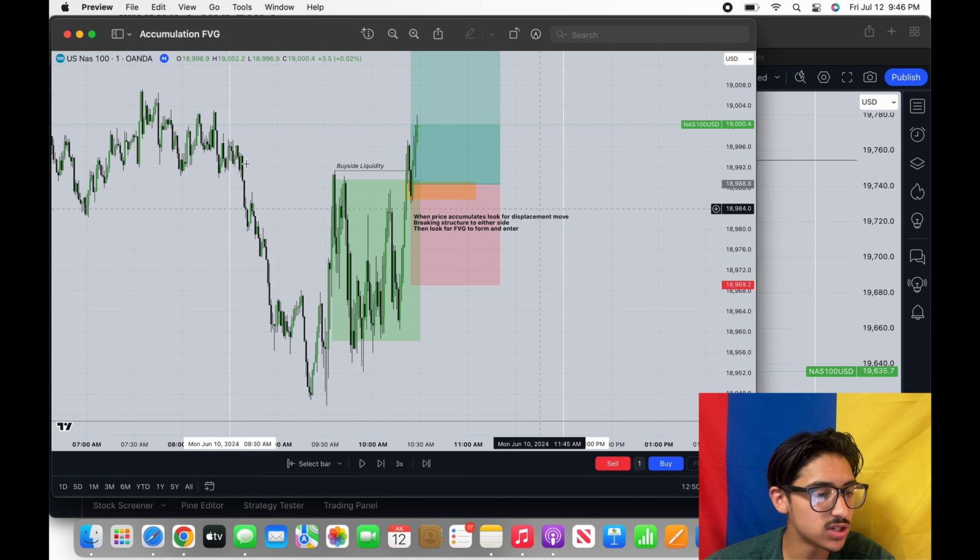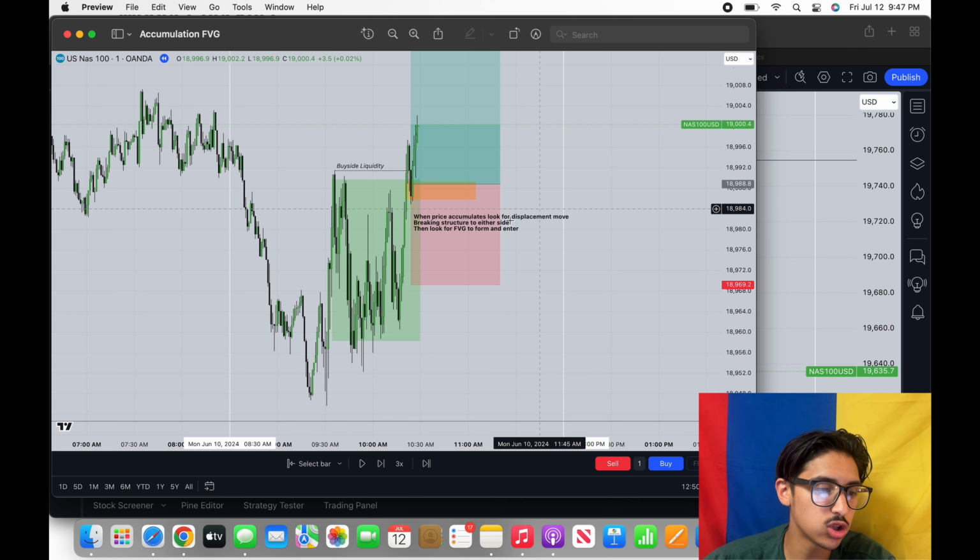Here we have the accumulation fair value gap. So basically this is after price accumulates and just consolidates. You see right here how price just accumulates, right? And it's just going back and forth, building up orders. Then it breaks out to the upside, breaking this high. That's like a break of structure too. So when that happens after accumulation and if a fair value gap forms, we can enter that buy.